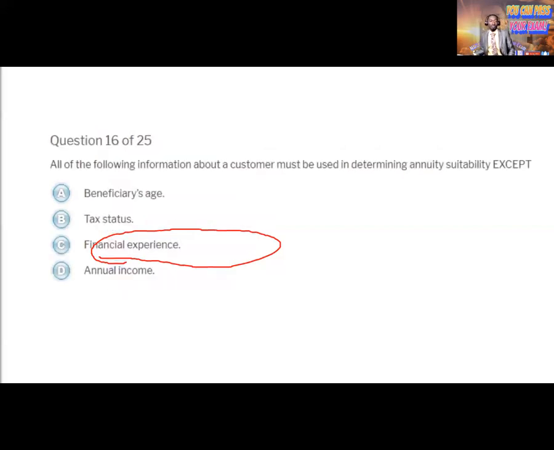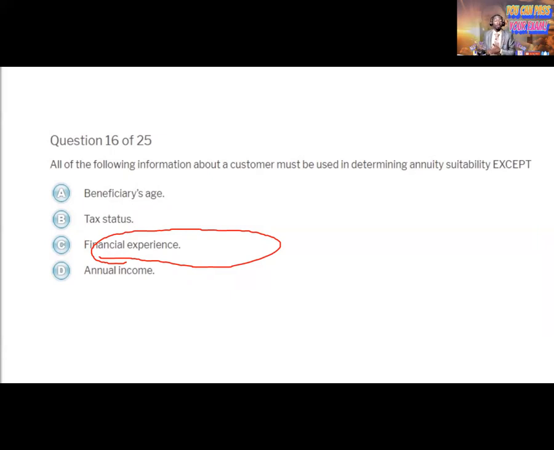So next question. Now you see, this is all of the following information about the customer must be used. All of these are true except one that's not true. So all of the following information about the consumer must be used in determining annuity suitability, except. You need to know what suitability means. Annuity suitability, that's the keyword.